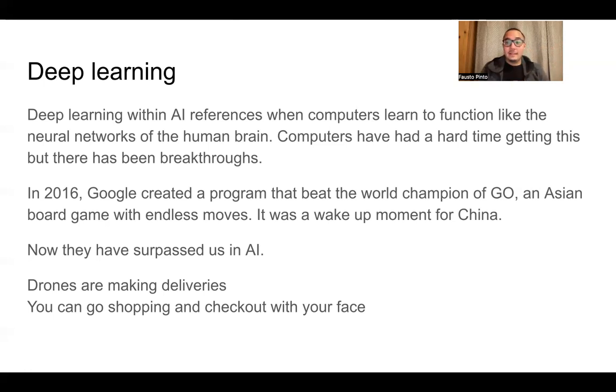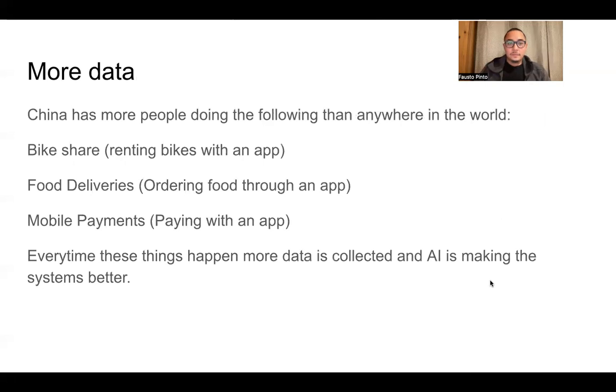In China, drones are making deliveries. I remember when I first started teaching at Rutgers in 2016, I taught a digital disruption and tech change. And they had this thing like Chipotle was going to be delivering burritos by drone to the campus. It never happened. What happened to that? In China, it's a reality. In China, you can go shopping and check out with your face. You don't even need your phone or your Apple Pay. So they're connecting more and more data and they're making the system better and better for good and bad uses.